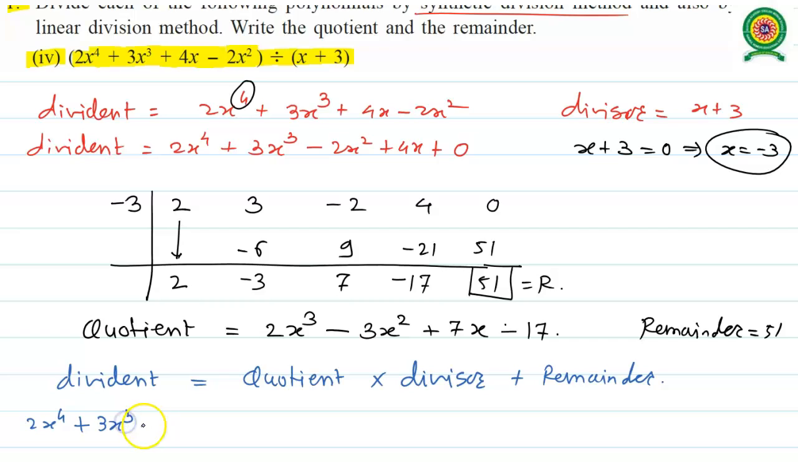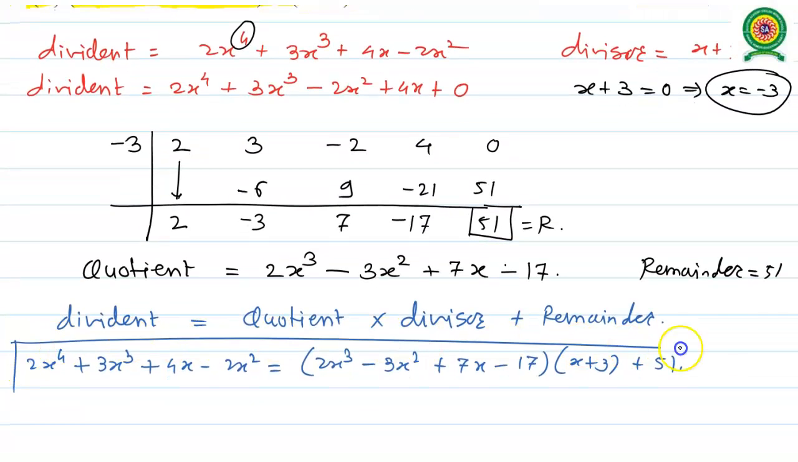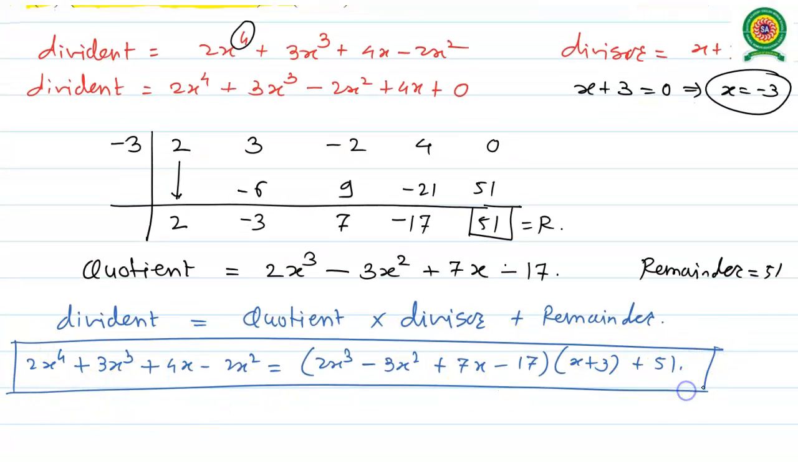So now we have the dividend equal to 2x to the power 4 plus 3x cube plus 4x minus 2x square. The quotient polynomial is 2x cube minus 3x square plus 7x minus 17, into the divisor x plus 3, and the remainder becomes 51. So as per Euler's formula, synthetic division gives our answer in this form.